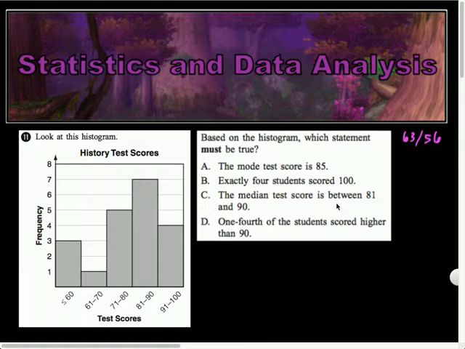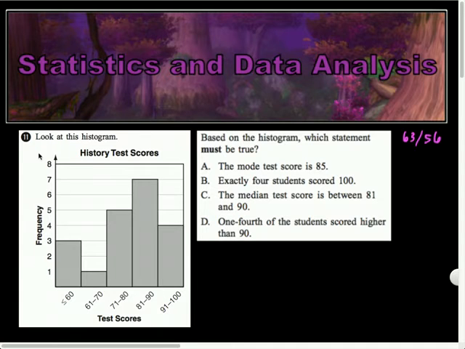Greetings and welcome. We're taking a look at NECAP question from 2008, number 11. Back in the day, 63% of Twin Valley students got it right, and 56% of Vermont students got this question correct.